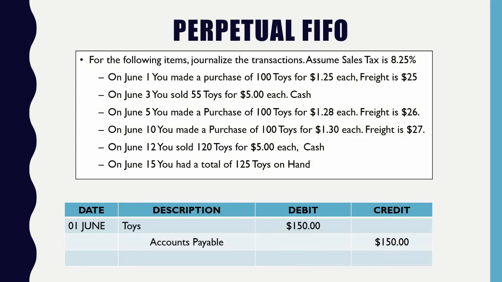So let's go ahead and dive into this first exercise here. On June 1st, we made a total purchase of 100 toys at $1.25 each, with the freight costing you $25. So how we journalize it, you're going to recognize that we bought toys. I bought 100 toys, and I placed it on an account.